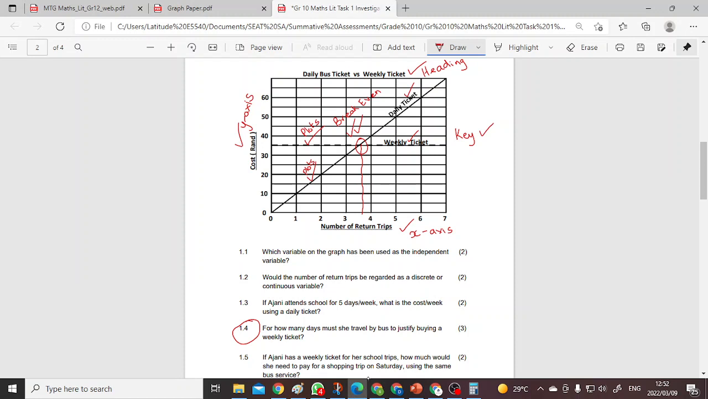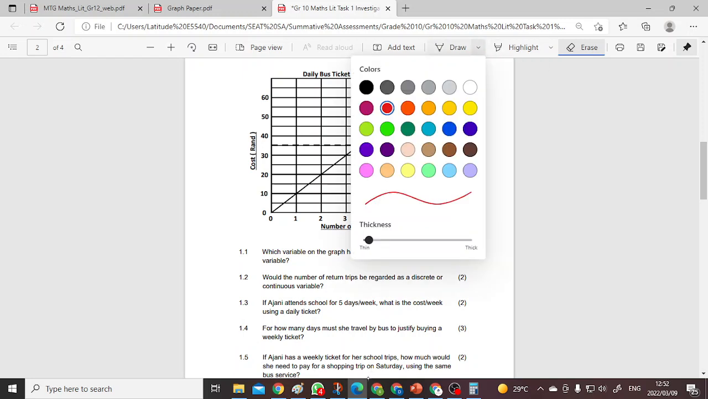Right, so that is the marking of graphs. Let me just erase this again. I'm going to put this all onto Google Classroom soon, so you will have it there. Okay, now let's look at number 5.